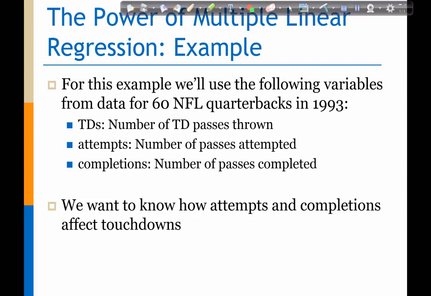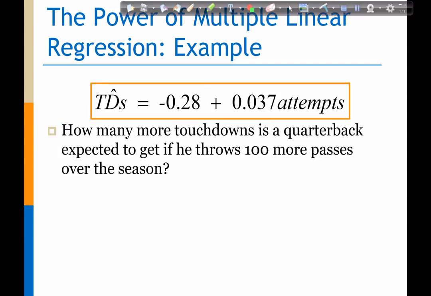So here's another example. We're going to be looking at 60 NFL quarterbacks. We have 3 variables: touchdowns, number of touchdown passes thrown, attempts, number of passes attempted, and completions, number of passes completed. And we want to know how attempts and completions affect touchdowns. So here is a regression result using real data, and here I'm only looking at how attempts affect touchdowns. So I have estimated touchdowns equals negative 0.28 plus 0.037 times attempts.